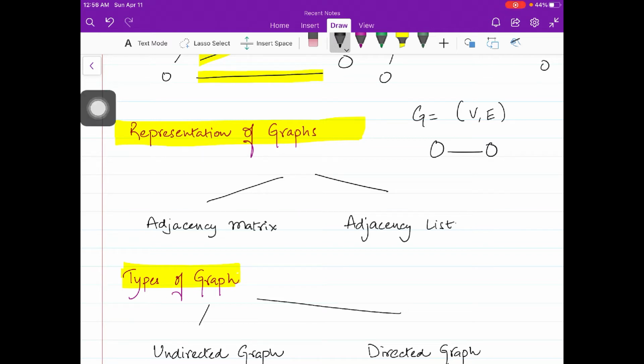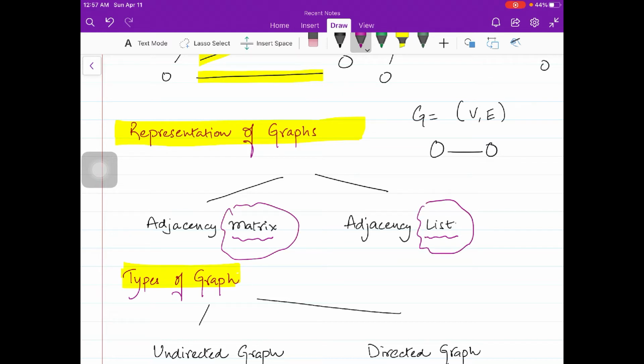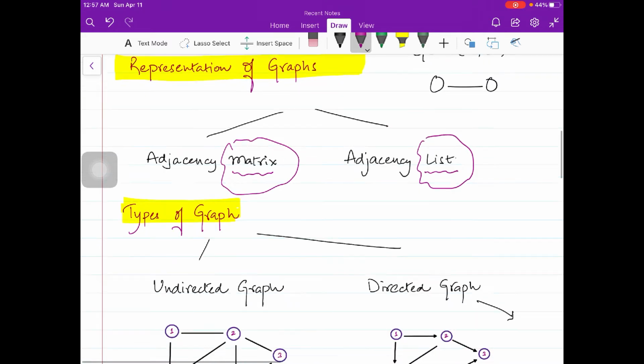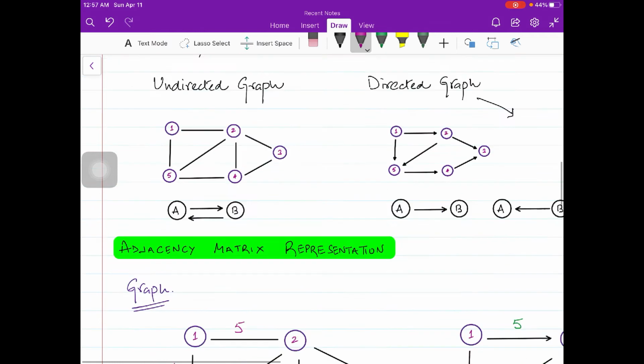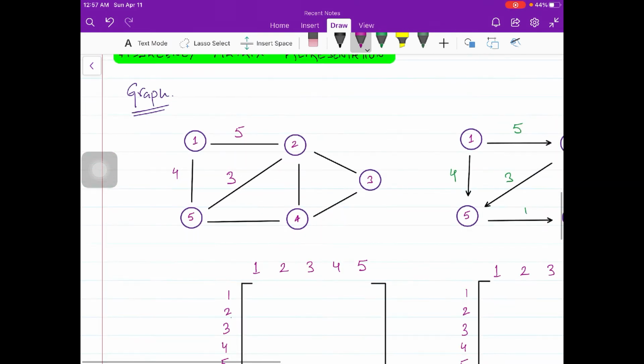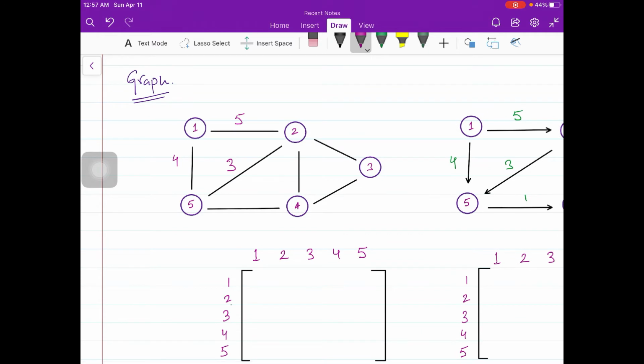There are two representations. One is called adjacency matrix, another is called adjacency list. You need to keep these two things in mind: matrix representation and list representation, because adjacency is common to both. Usually people will ask you what the matrix representation of the graph is, and how the complexity will differ if it's not a matrix representation but a list representation. So let's go into the first implementation, the matrix implementation. As the name suggests, matrix implementation means you will represent the graph in the form of a matrix.